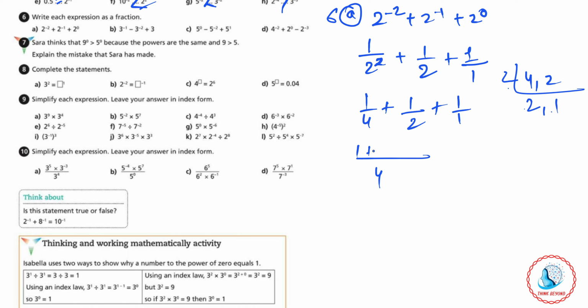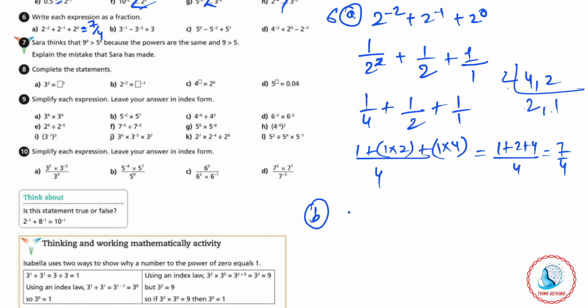plus it is 2. So 1 times 2, you have to multiply here, then 1 times 4. Here 1 plus 2 plus 4 over 4. Now add it. 4 plus 2 is 6. 6 plus 1 is 7 over 4. So here the answer is 7 over 4. Now let's come to question number B.